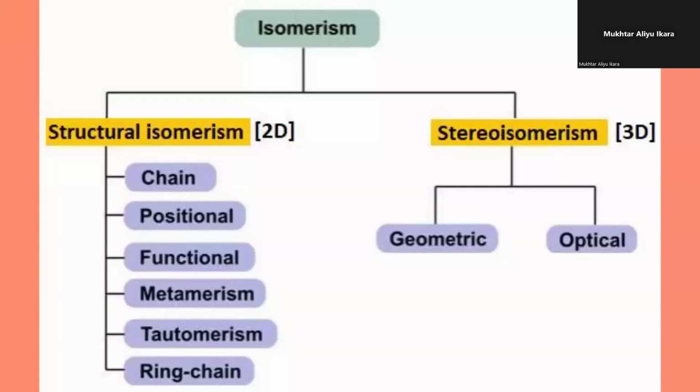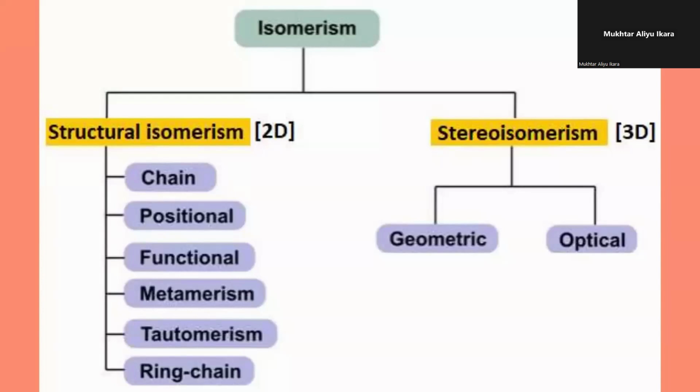So in terms of the 2D structure of the compound, we have structural isomerism. Under structural isomerism, we have what we call chain isomerism, positional isomerism, functional isomerism, metamerism, tautomerism, and ring chain. So as I said, isomerism is divided into two: we have structural isomerism and stereoisomerism.